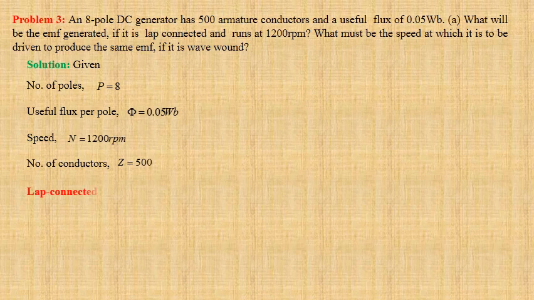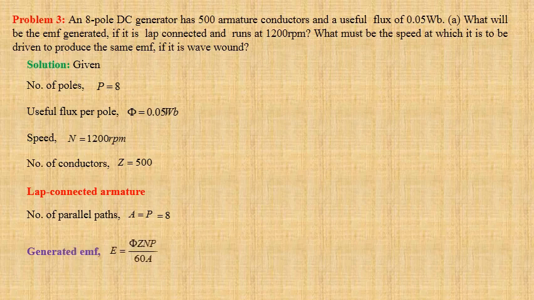For a lap connected armature, the number of parallel paths A equals P equals 8 for this machine. Expression for generated EMF E equals phi Z N P divided by 60A. Using values, we get 0.05 into 500 into 1200 into 8 divided by 60 into 8. That gives us 500 volts.